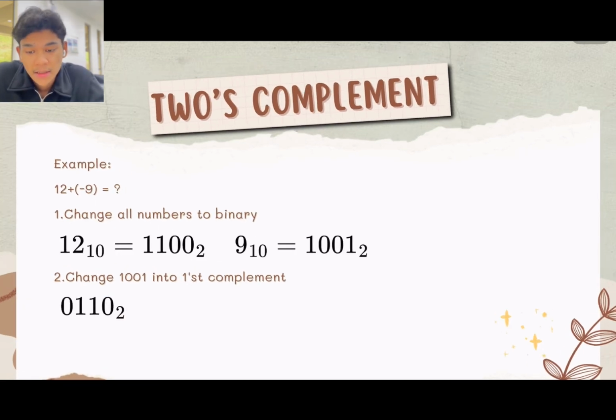Now, this is the exact example with the exact same numbers, but using 2's complement. The steps are similar. Change all the numbers to binary. So 12 in base 10, you would get 1100 base 2. 9 base 10, you would get 1001 base 2. What we're going to do is change the 9 base 10 in binary, which is 1001 base 2, to 1's complement. So you should get 0110 base 2.